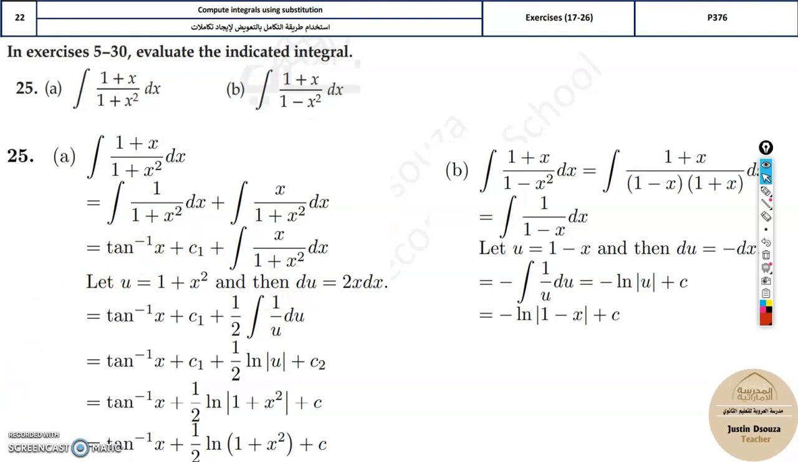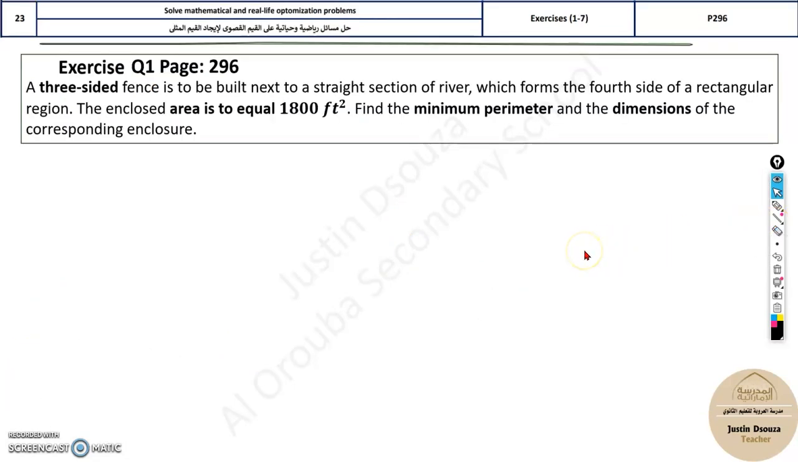Now we move on to the 23rd topic, which is coming under the part 3. Hence, this will be writing. 23rd, 24th, and 25th topics are writing. And now this topic is about optimization, real world problems on optimization. Now let's see the problem.